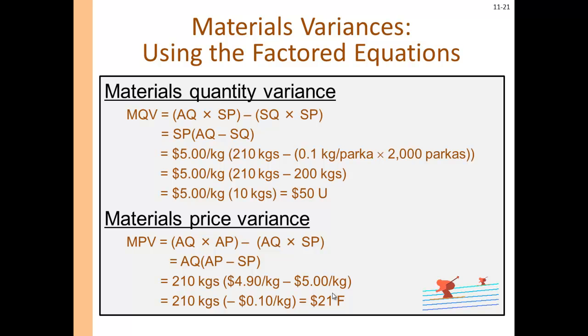So this is how this equation really looks. Materials quantity variance, or MQV, equals actual quantity times standard price minus standard quantity times standard price. A materials price variance, or MPV, equals actual quantity times actual price minus actual quantity times standard price. What we're doing here is isolating price in this situation and quantity in the top situation to figure out what part of this total spending variance was made up because we had a price problem, or was it made up because we had a quantity or efficiency problem?